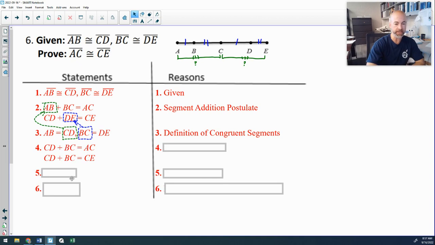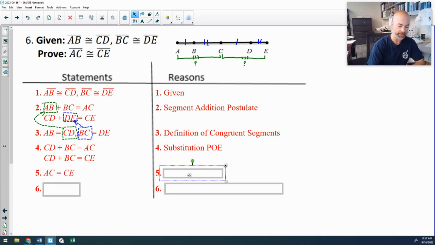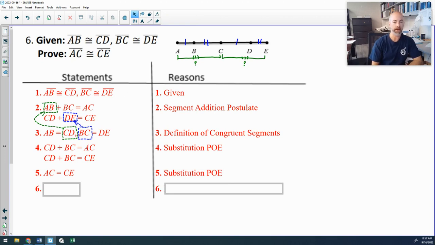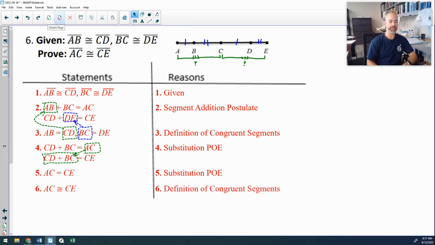And since now AC and CE both equal the same thing, by the way, that was substitution on step 4, I can now set AC equal to CE. And that is again substitution because they equal the same thing. I'm basically taking the AC, and since AC is equal to CD plus BC, I can replace CD plus BC with the AC. And the final step, property of congruence or definition of congruence, I can say that AC is congruent to CE, and I should have segment bars above that. I forgot to write those in. There we go. So there's our proof for number 6, and that is the last one.